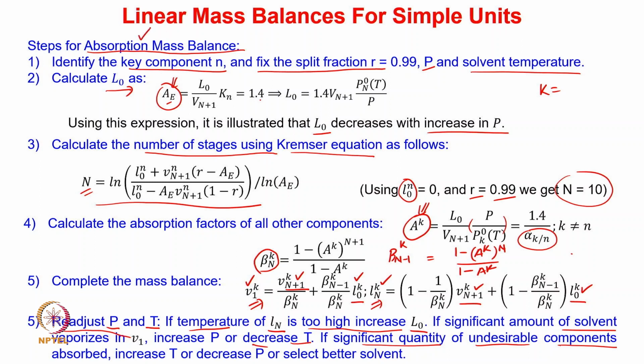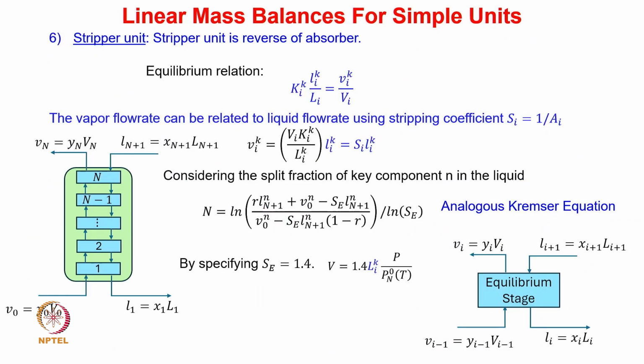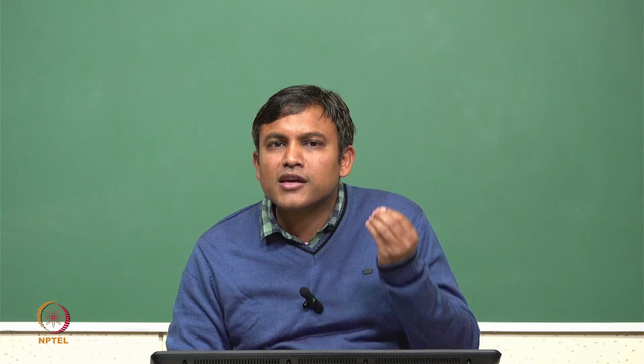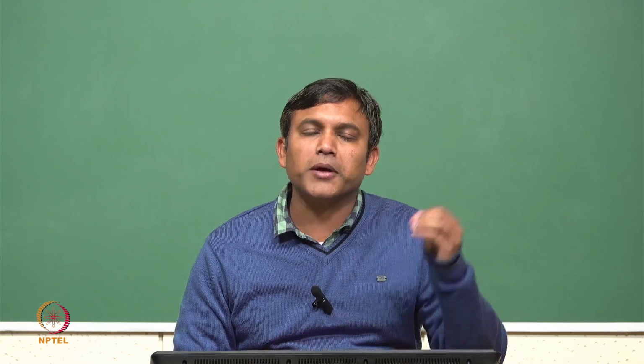There is one more unit, which is a stripper unit. Stripper unit is just a reverse of the absorber. So the same equations we have derived for the absorber are used in the stripper. Remember, in the absorption unit we are absorbing the key component from vapor to liquid. In a stripper, the reverse is happening. The key component is stripped from liquid to vapor.